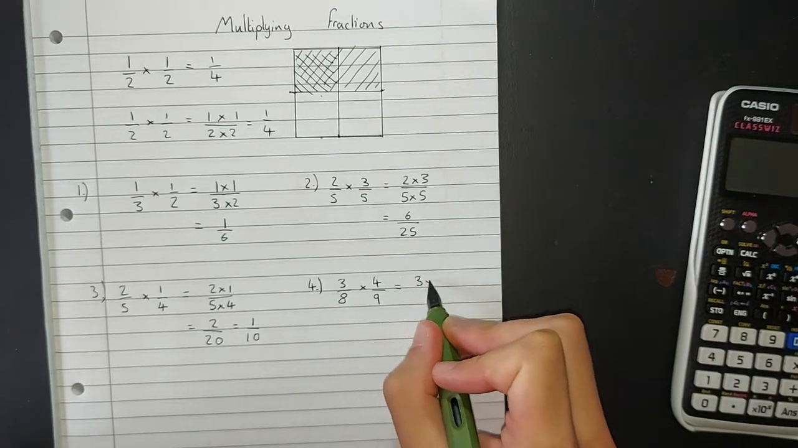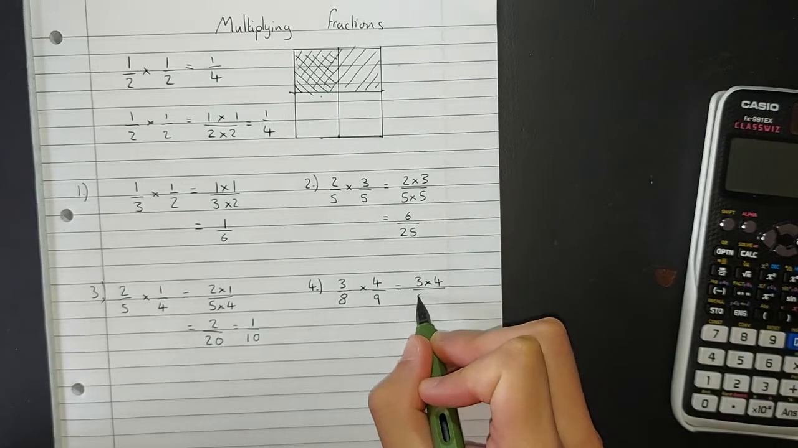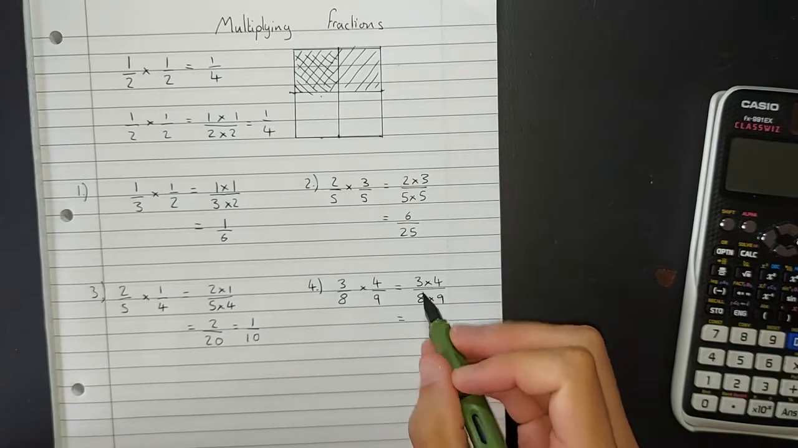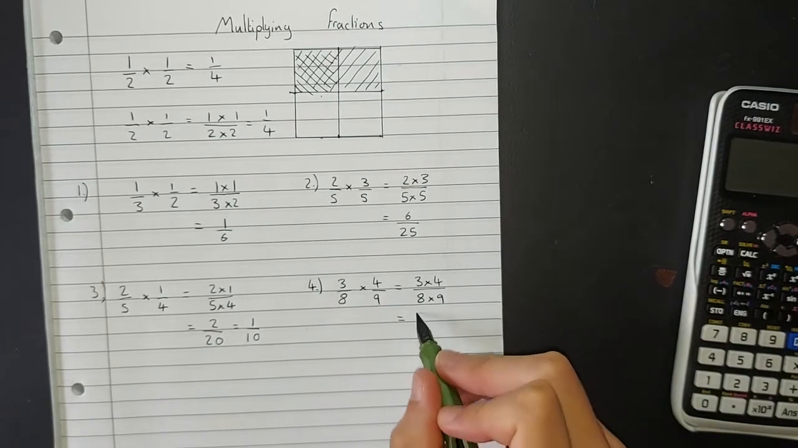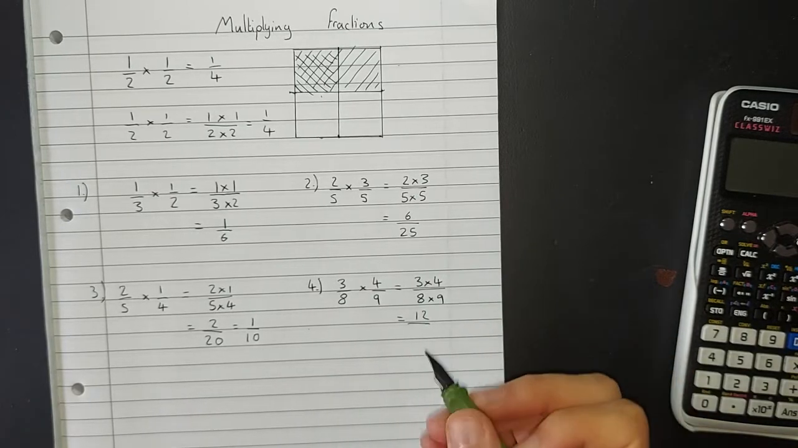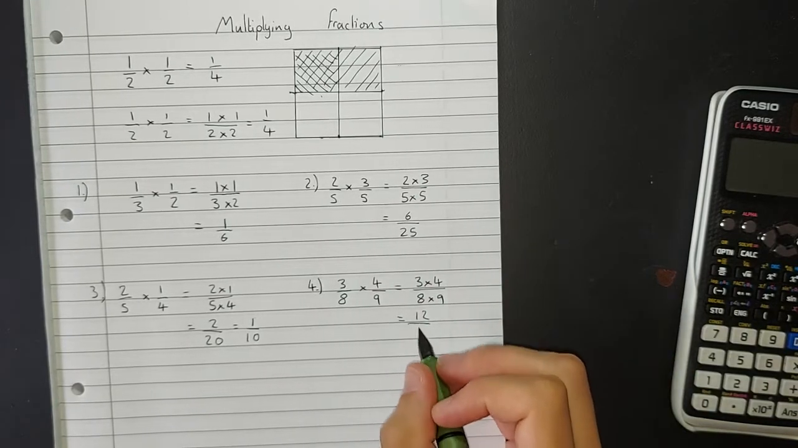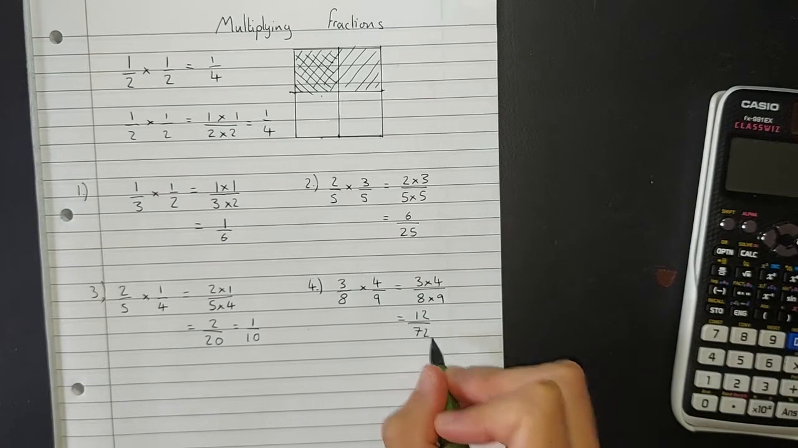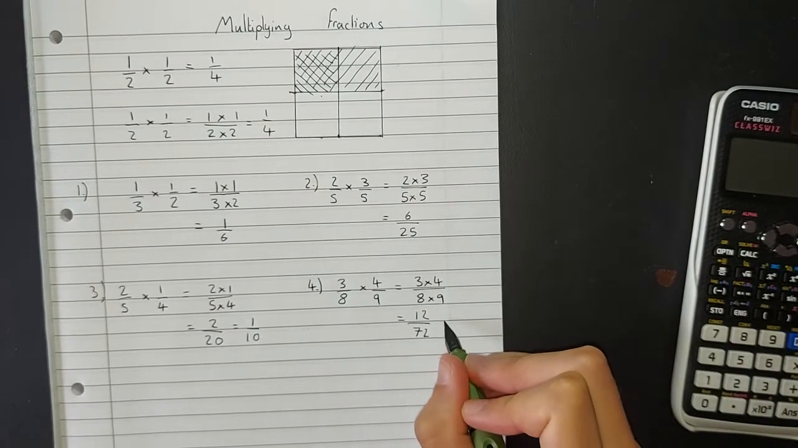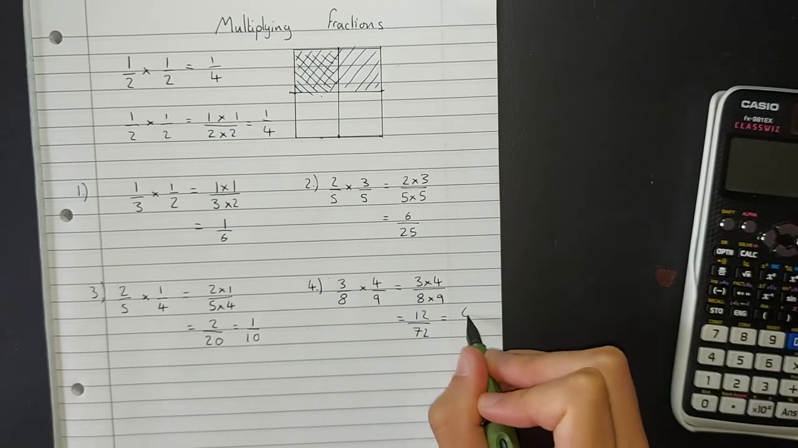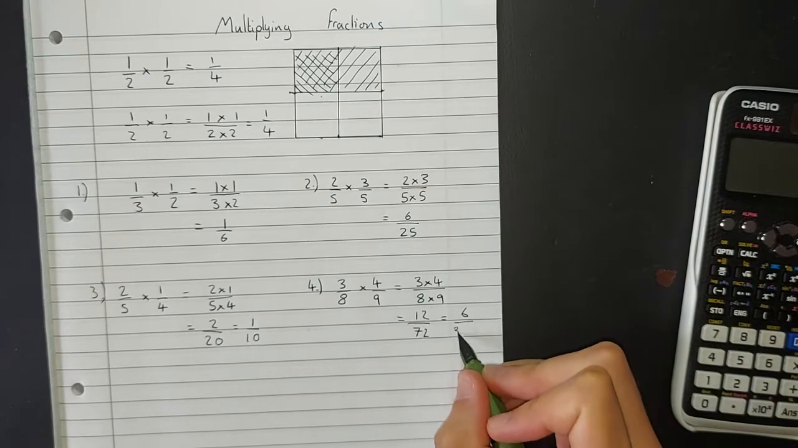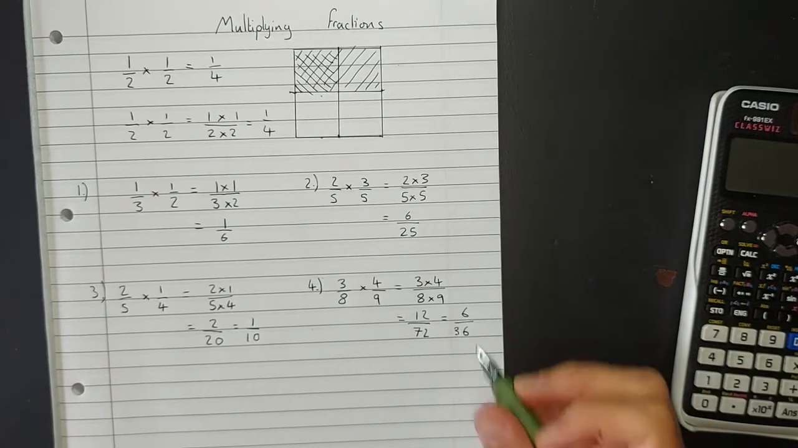So again, multiply our numerators together, multiply our denominators together. That's going to give us, well, 3 times 4 is 12. 8 times 9, well, 10 times 8 is 80. Take away an 8, it's going to be 72. Okay, they're both even, so let's start off by halving them. Divide the top by 2, gives us 6. Divide the bottom by 2 is going to give us 36. Okay, we're still both even, so we can half this again.